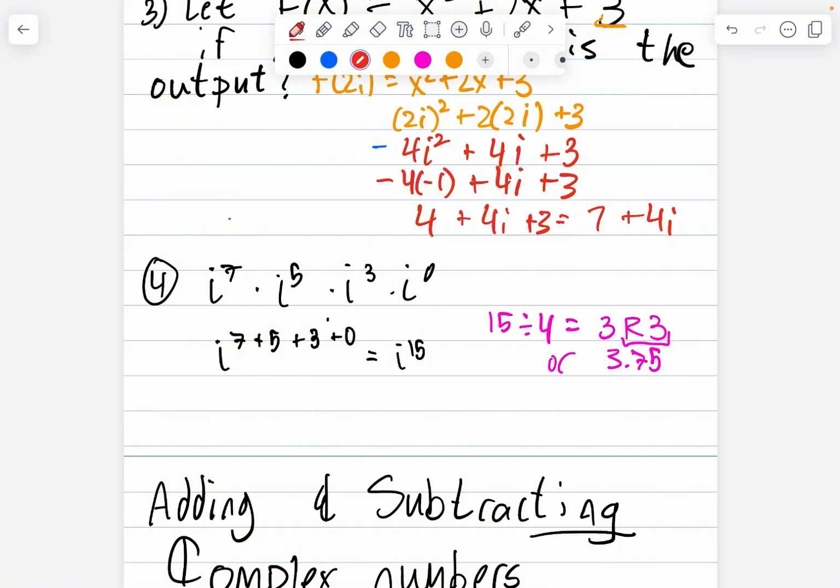All I care about is the numerical value of the remainder. So I can say i to the 15th, because they work in cycles and I already divided, is equal to i to the 3. And i to the 3, I know, is negative i. And that's it. I'm done with the problem. There's nothing else to do here.